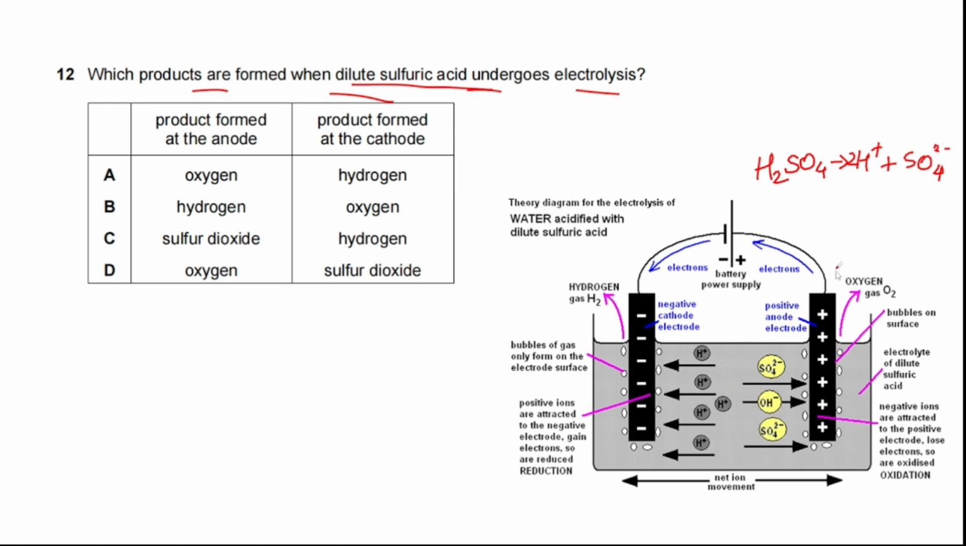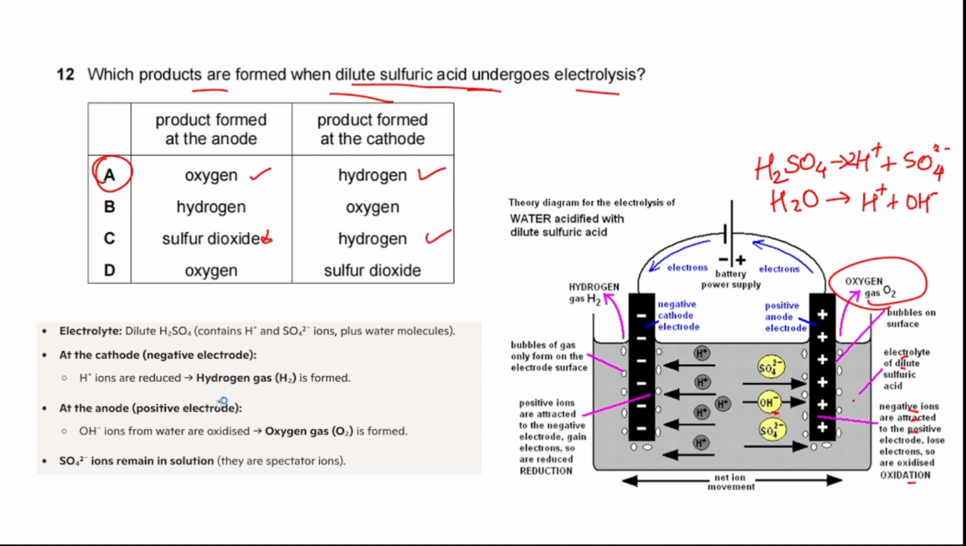So not only this H2SO4, you have H2O also present, since it is a dilute one. And this will split as H plus and OH minus. So here both the dissociations will give you H plus as the positive ion. So at the cathode you will be getting the hydrogen for sure, and at the anode there are OH minus and SO4 2 minus both present, but you will be getting the oxygen, not the sulfur dioxide. It will be forming the oxygen. So the correct option is option A.